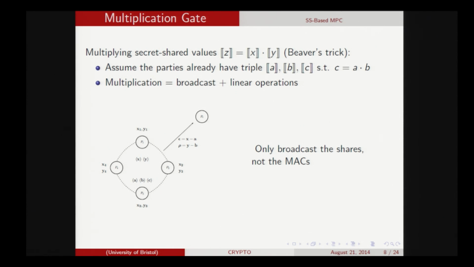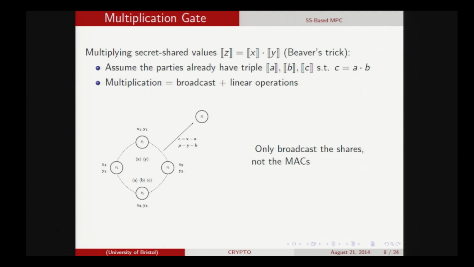OK, so now we can secret share and authenticate values. And we can do this linearly. So we can do additions and multiplication by constants locally. So what is left to evaluate circuits or functions is a way to multiply secrets that have been secret shared. And we do so with a standard trick due to Beaver.